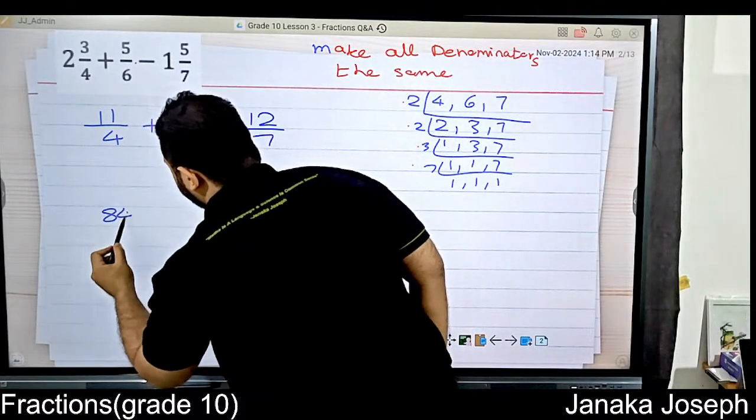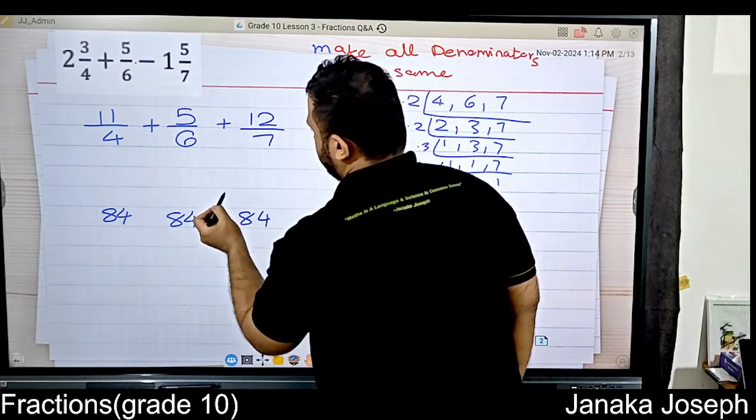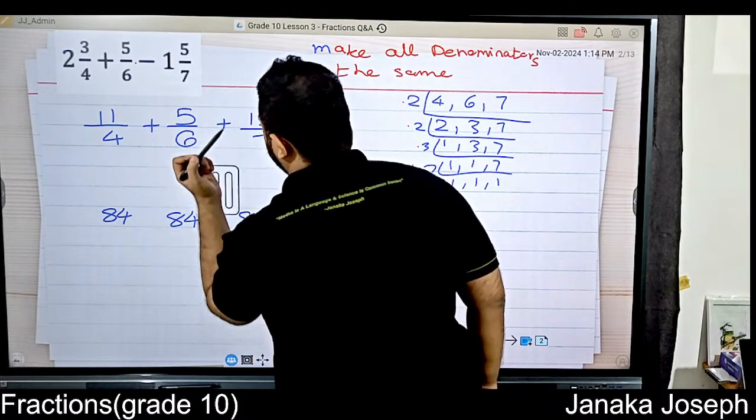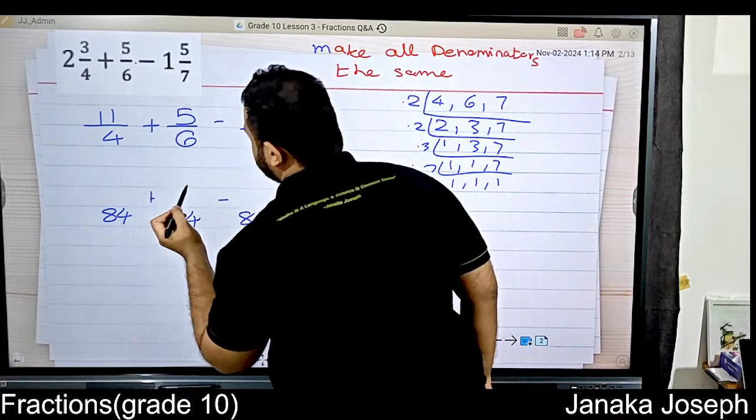So I will make everybody's denominator into 84. Here it's a plus. Oh no, I have mistakenly written plus there. It was a minus actually. And here it's a plus.